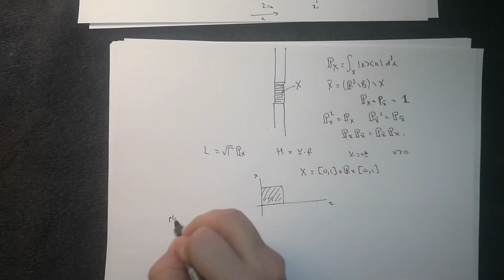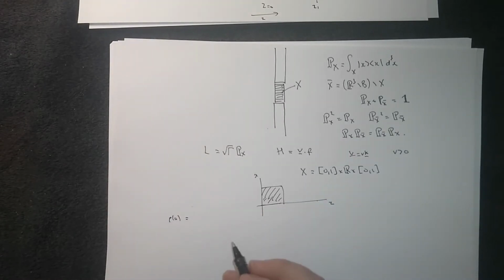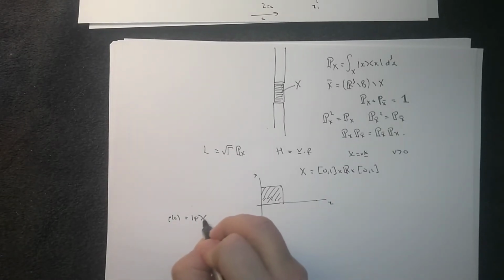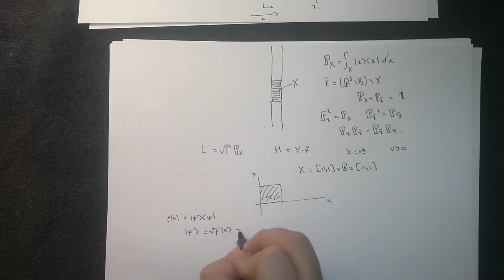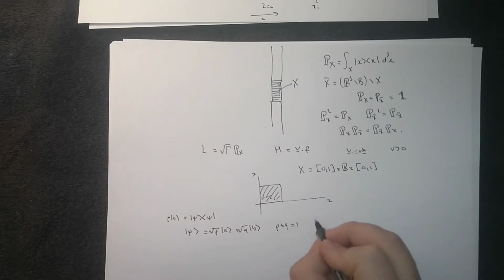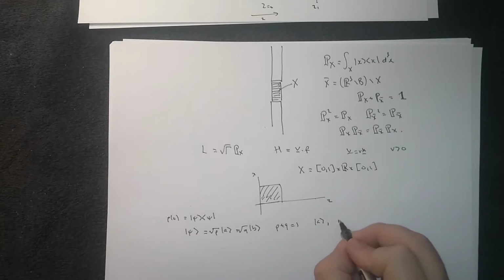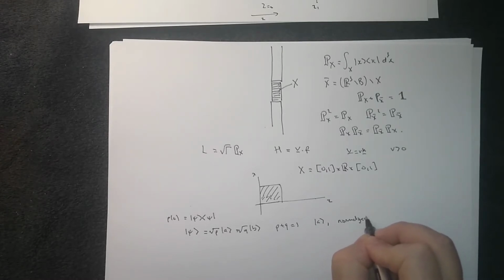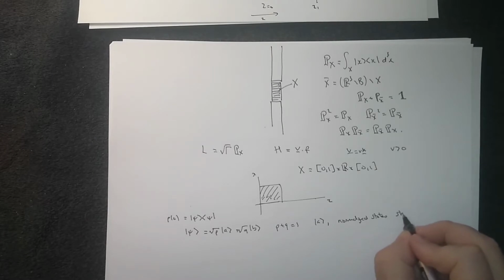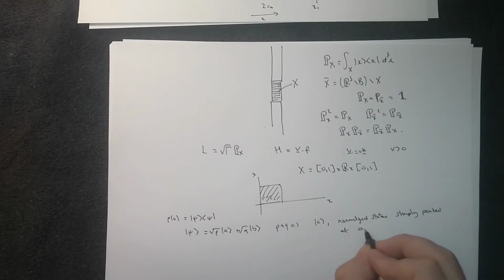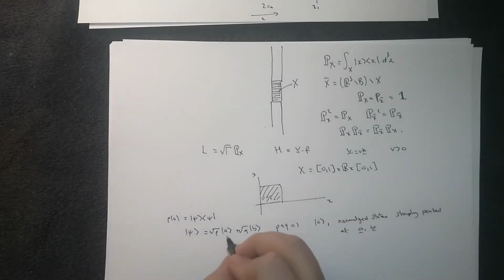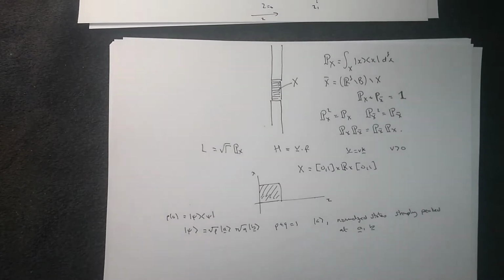Let rho of 0 be a pure state psi, such that psi is equal to root p A plus root q B, where p plus q is 1, and A, B are normalized states, sharply peaked at A and B. So they could be Gaussian.